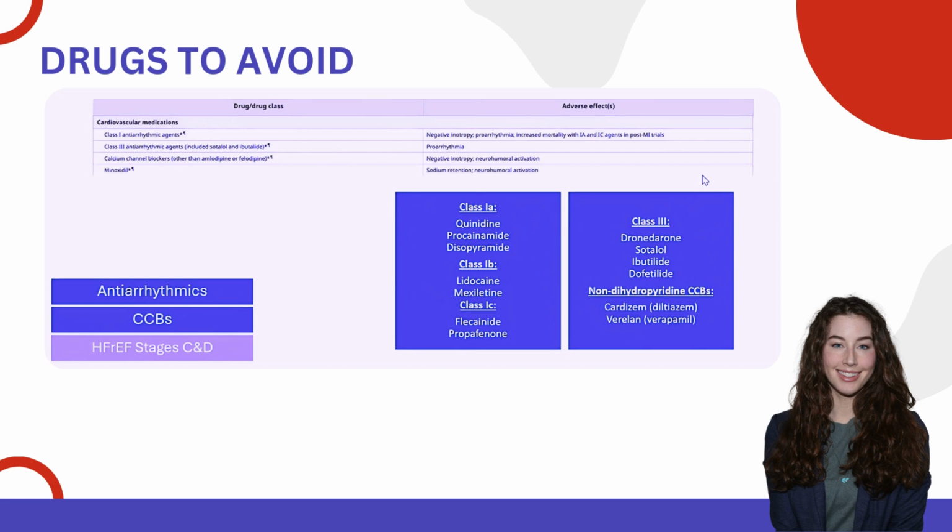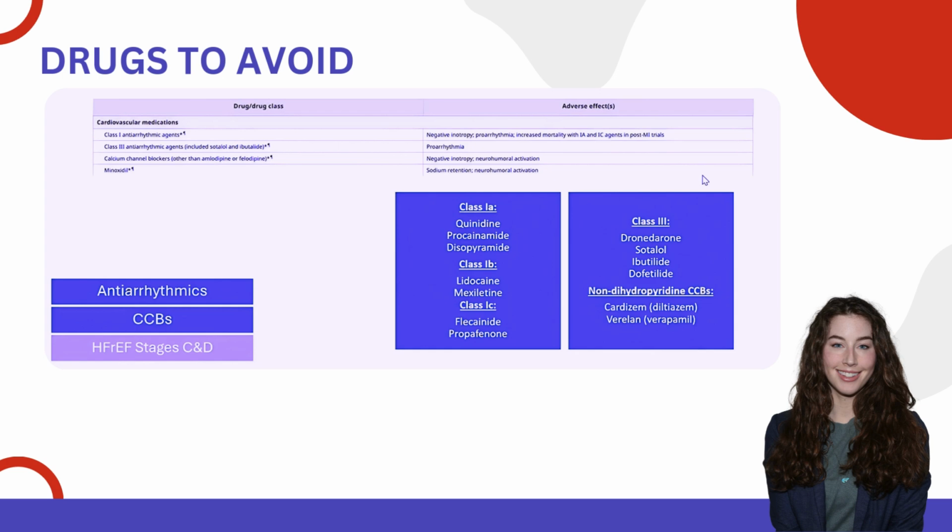For antiarrhythmics and calcium channel blockers, you're going to have a negative inotropy effect and increased risk of cardiac death for the class 1 and class 3 antiarrhythmic agents. So class 1: quinidine, procainamide, lidocaine, flecainide. Class 3: dronedarone and sotalol. And then calcium channel blockers.